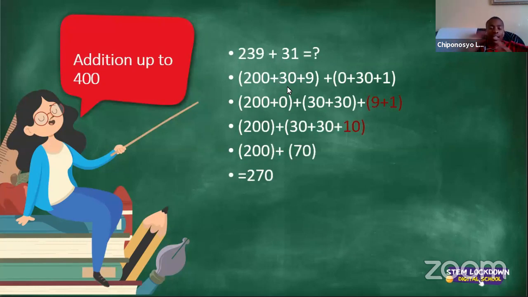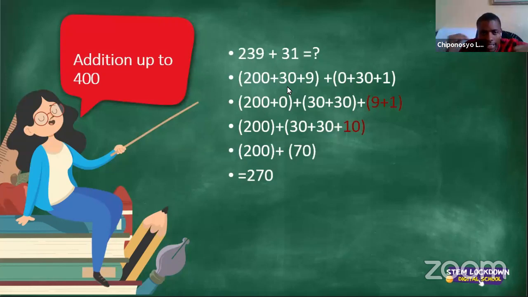Remember, we don't have hundreds in 31. 31 is just a 10 and a 1. It's tens and ones, so you don't have any hundreds there. That's why in the place of hundreds, we have 0. So in 239, we have 200 plus 30 plus 9. Then we go to the next one, which is 31, where we have 0 plus 30 plus 1.